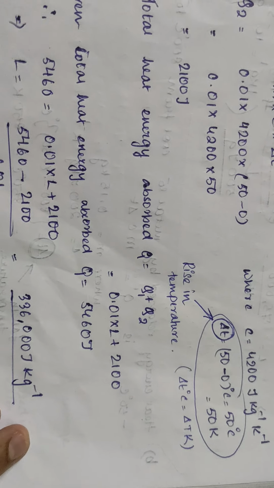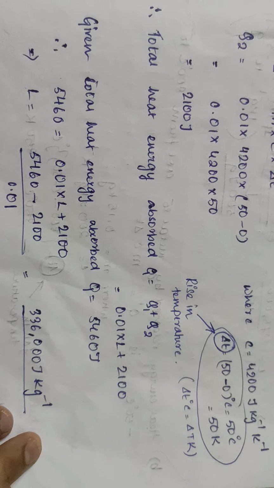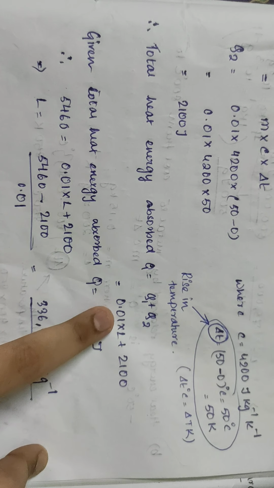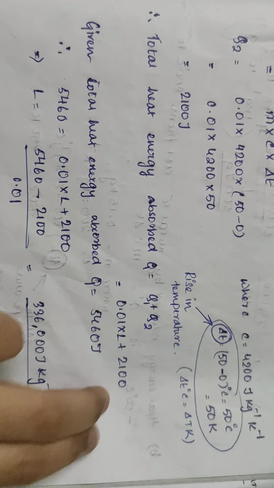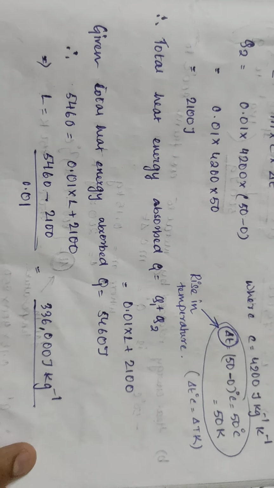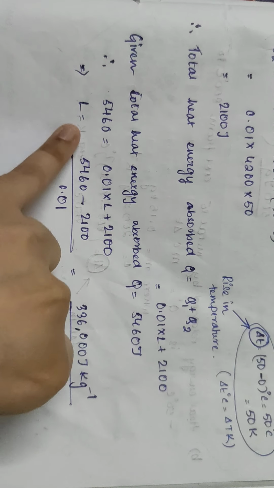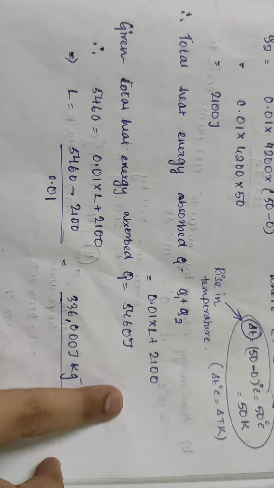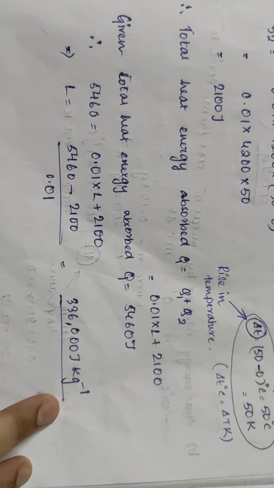Total heat energy absorbed, Q equal to Q1 plus Q2. So 0.01 into L plus 2100. I have calculated Q2 from here. Then I have calculated L, so that I can get this in SI unit, joule per kg.